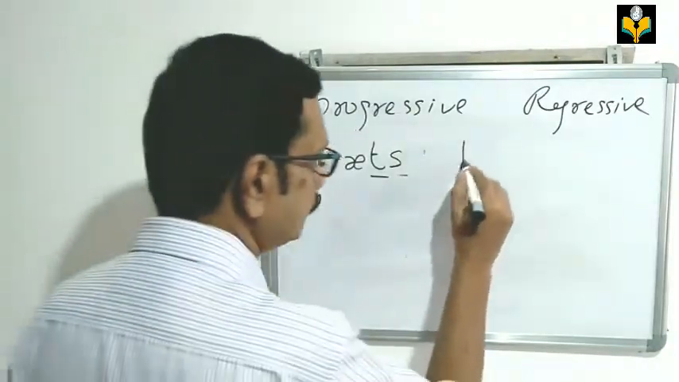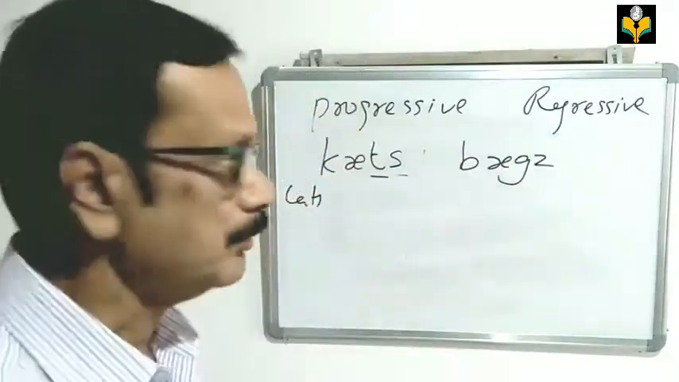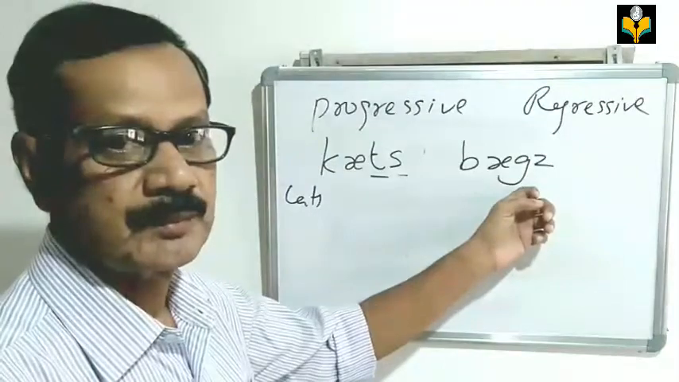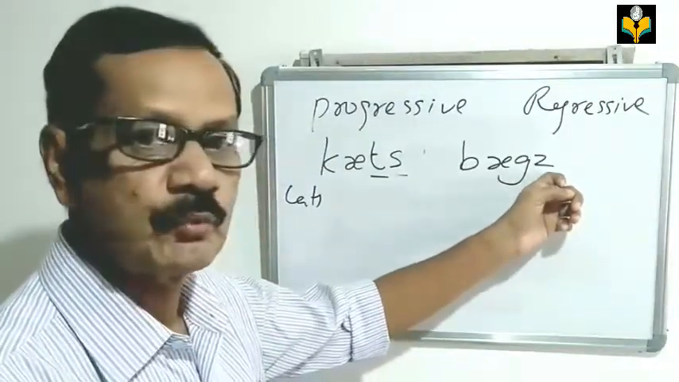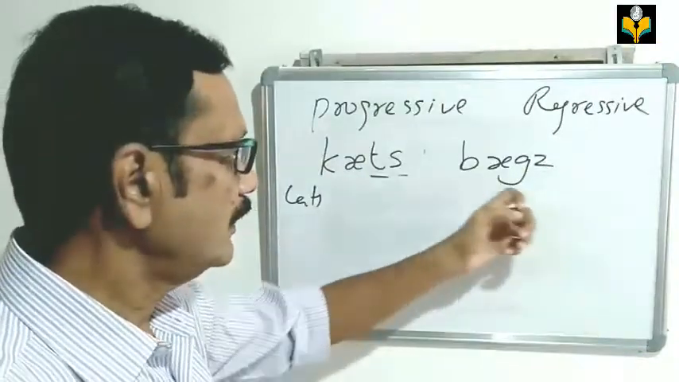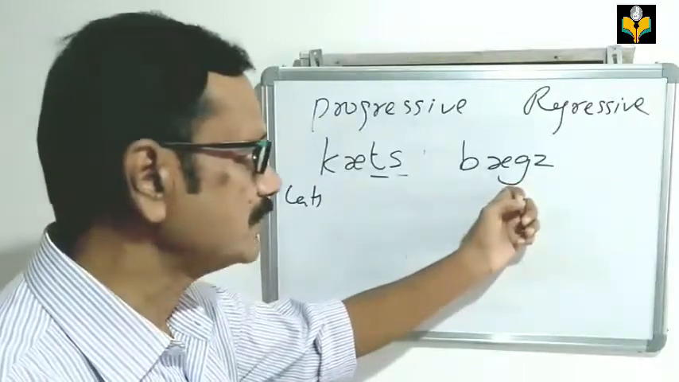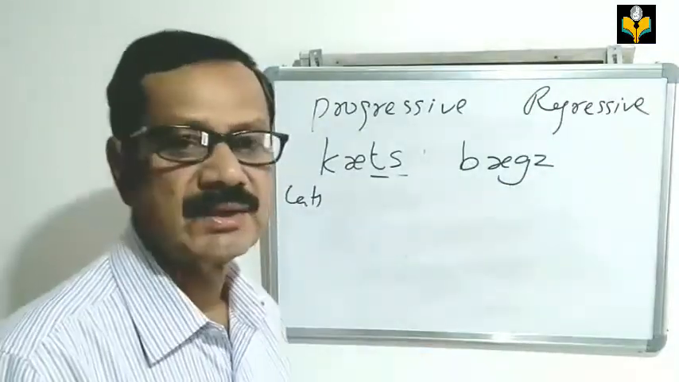This is bag, but we use bags because G is a voiced sound. So the rule is to use the voiced sound, that is Z, as the plural here. Bags. So here the preceding sound G, the succeeding sound Z. The preceding sound influences the succeeding sound.